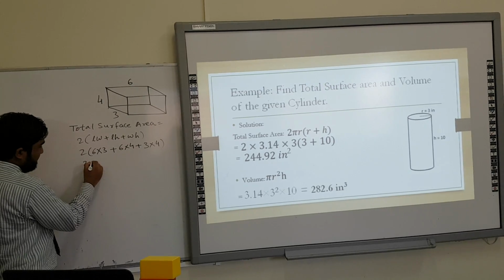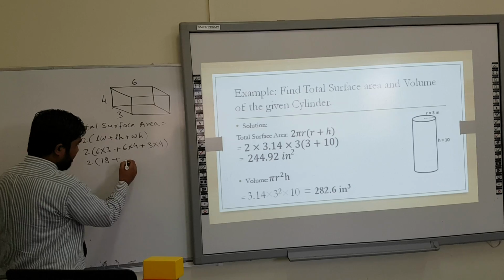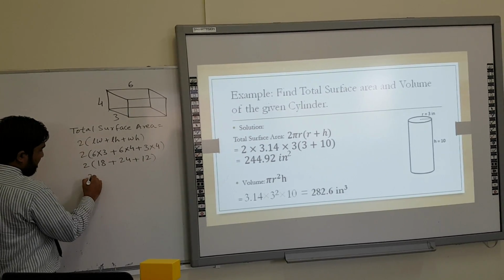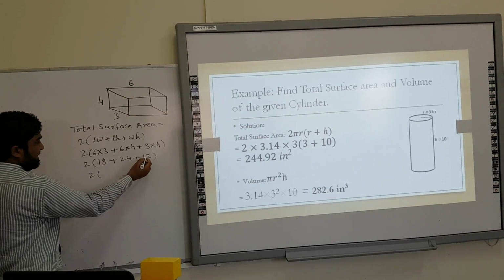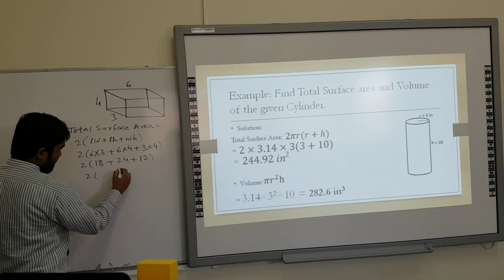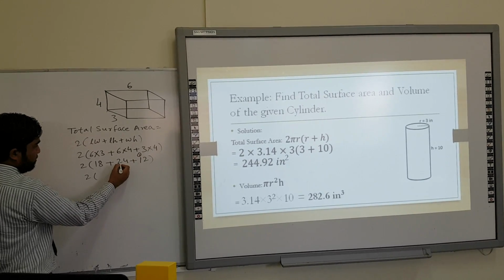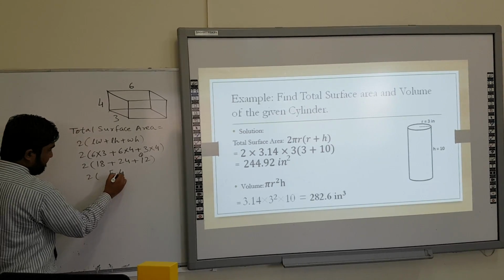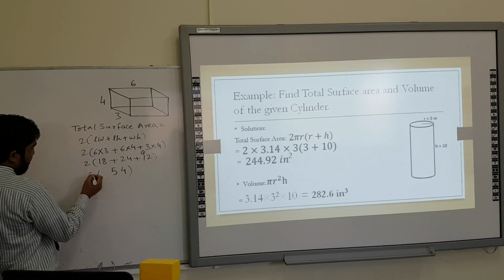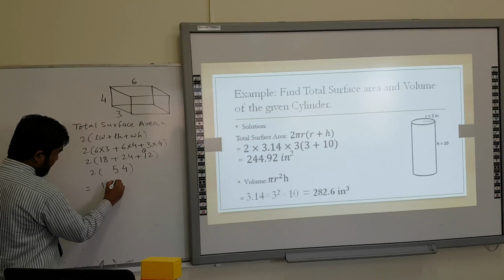Now if you calculate, 6 times 3 is 18 plus 6 times 4 is 24 plus 3 times 4 is 12. Now if you add all of them together, we get 2 plus 4 is 6, 6 plus 8 is 14, 4, 1 carry up, 1 plus 1 is 2, 2 plus 2 is 4, 4 plus 1 is 5. Now we have to multiply this 2 with 54. If we multiply 2 with 54, we will get the answer as 108.